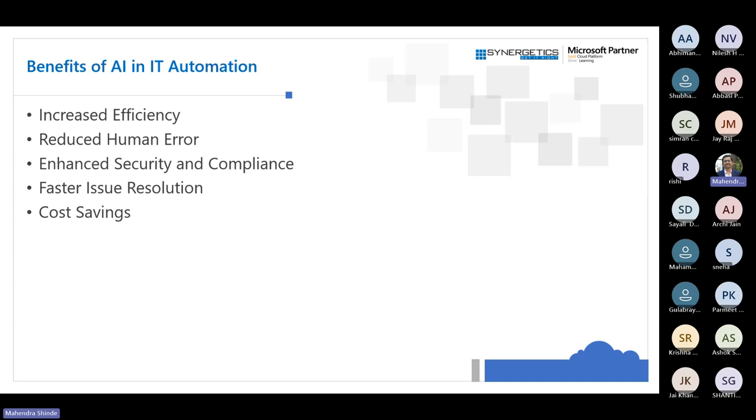Like, for example, as I told you a few minutes back, you were working on a Windows server, so you temporarily enabled RDP access to it, but you forgot to close it. It's like you opened a security door, right? But you forgot to lock it back once your work was done. An AI-driven system will do that for you, right? Faster issue resolution and cost savings. Cost saving, I guess I have already discussed that many times by now. Understood the benefits of AI and IT automation?